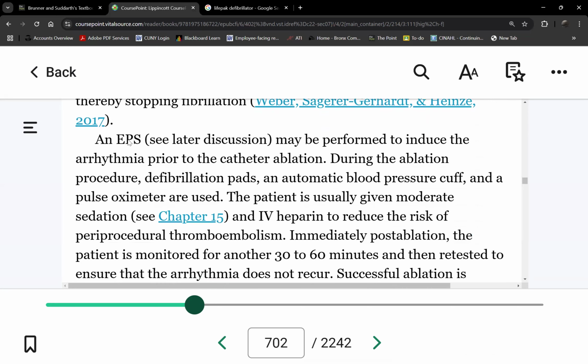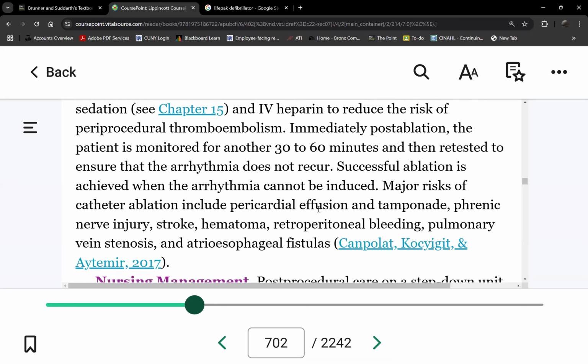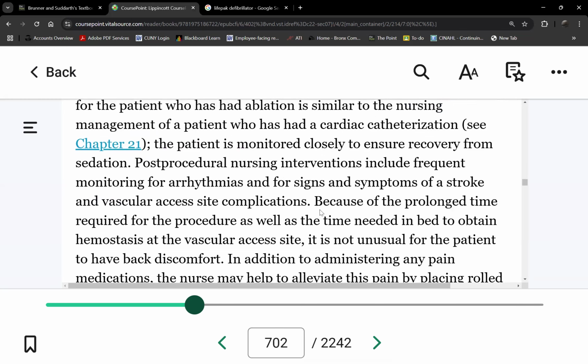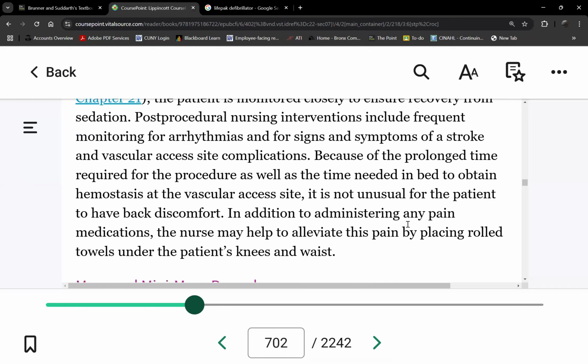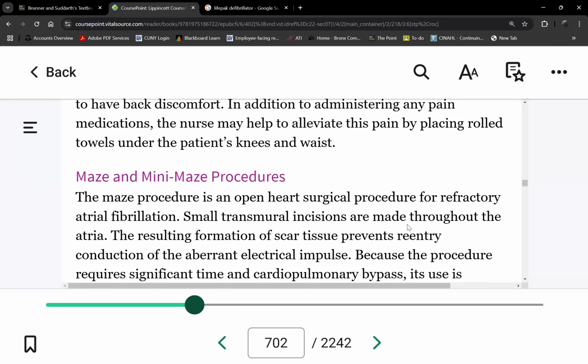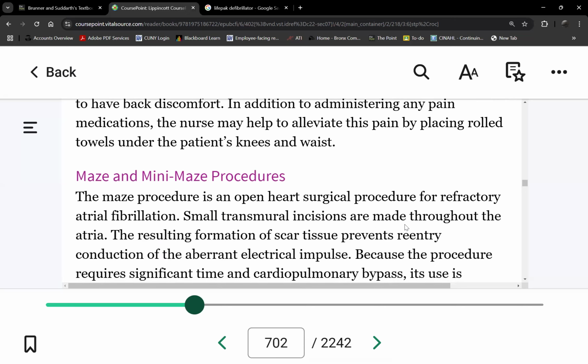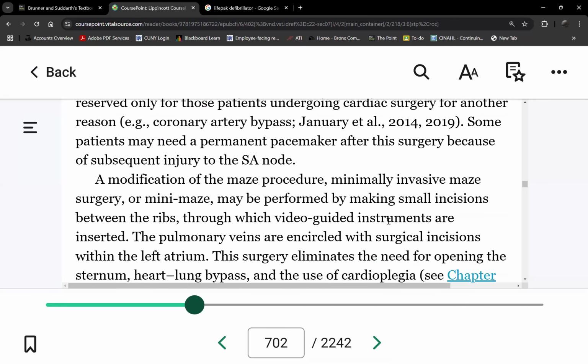So here's EPS. And here's your ablation, because again, this is a cath lab procedure. They use the same catheter, but instead of opening a coronary artery, they are destroying cardiac cells with a cautery tip. So same pre and post-op procedure. I'm not testing Maze and mini Maze.